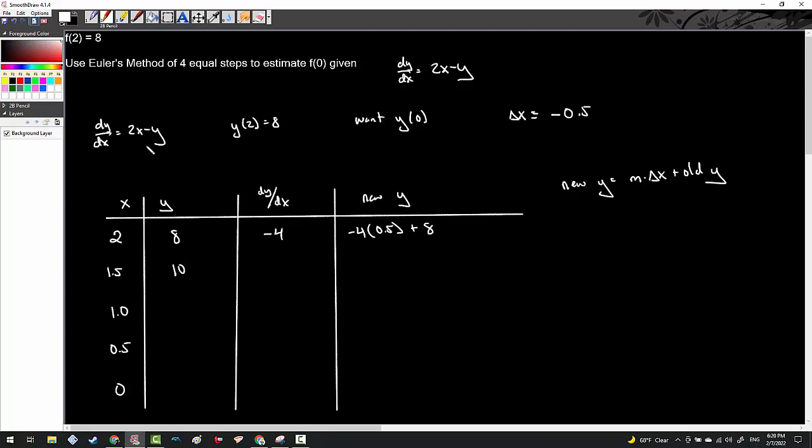If I plug a 1.5 and a 10 into here, I get -7. So again, -7 times -0.5, plus old y, which is 10. I apologize, that's a negative up there. That's going to get me 13.5. So again, 1 and 13.5 into this differential equation right here is going to give me -11.5.